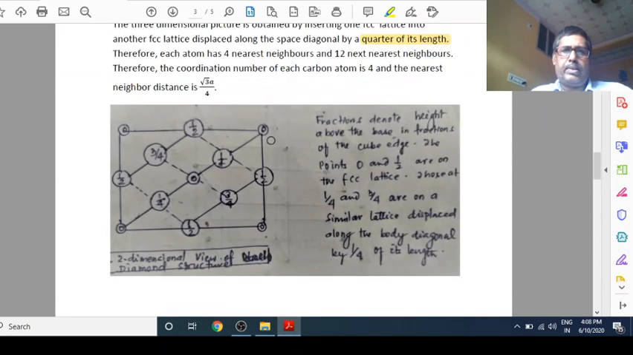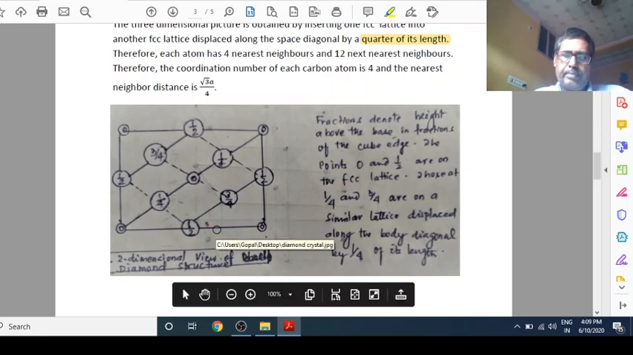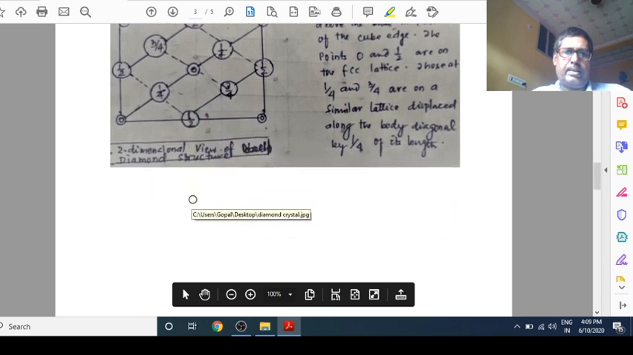This is the two-dimensional picture. Here, this is half in the middle. Here half, here half, here half. This is 1/4 of the diagonal. Here 1/4, and this is 3/4, 3/4, 3/4. This is the two-dimensional view of the diamond crystal structure.